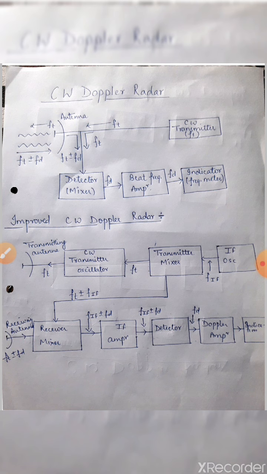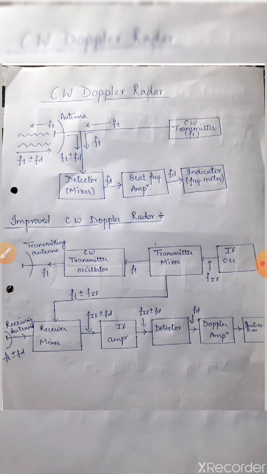Now come to today's topic, that is CW Doppler radar. As is clear from the name, it is a continuous wave Doppler radar, which employs a continuous transmission, either modulated or unmodulated, and is called a CW radar. This radar utilizes the Doppler frequency shift to detect a moving target. Now let us discuss in detail the CW radar with the help of a block diagram.